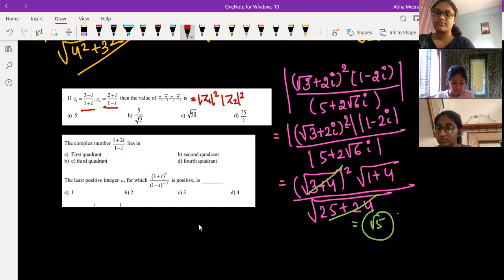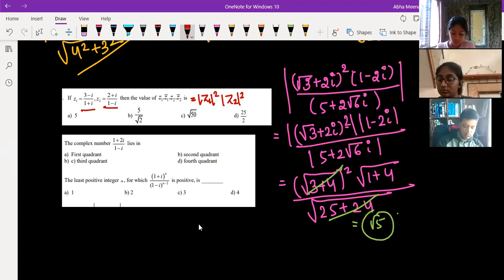What is the modulus of Z1? Root 3 square plus 1 square, root 9 plus 1, root 10 by root 2. Square means 10 by 2, which is 5. So mod Z1 square is 5. What is mod Z2 square? Root won't be there, only 5 by 2. So it is 25 by 2.